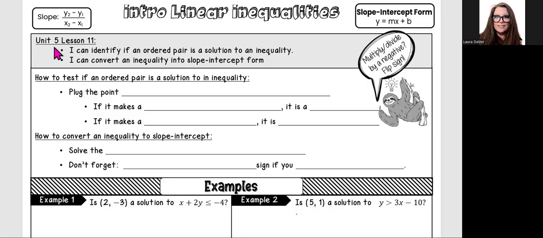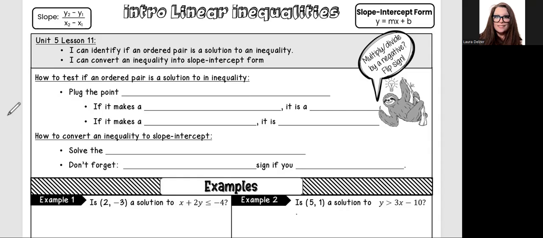Today's lesson is Unit 5, Lesson 11. It is Intro into Linear Inequalities. This is a different type of equation where we're going to have our inequality symbol. You'll know you are successful today if I can identify if an ordered pair is a solution to an inequality, and I can convert an inequality into slope-intercept form. So let's go ahead and get started and take some notes.